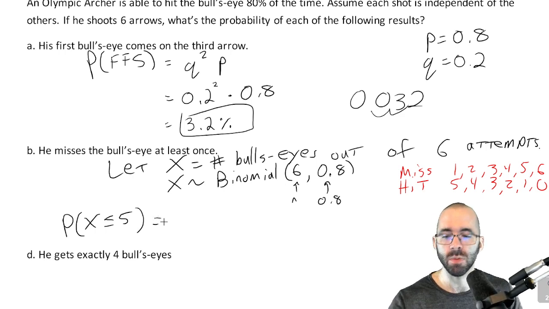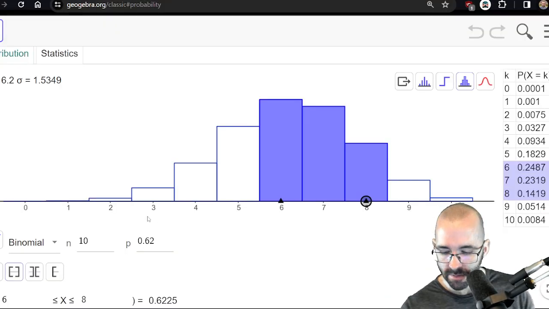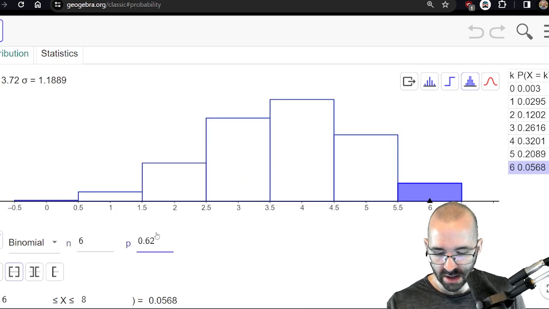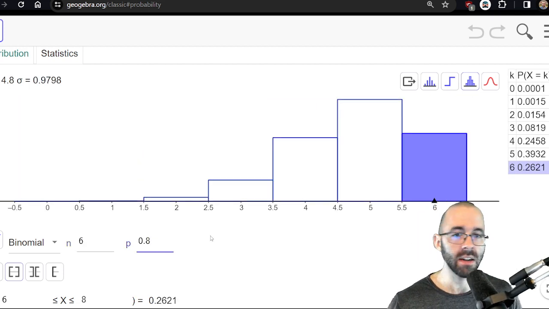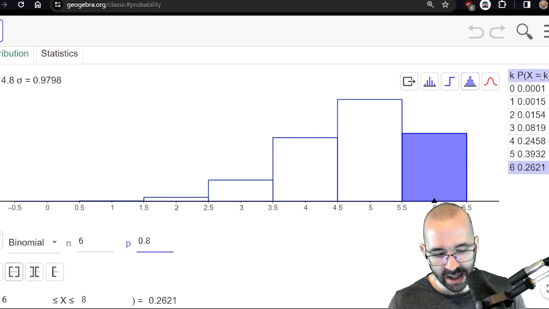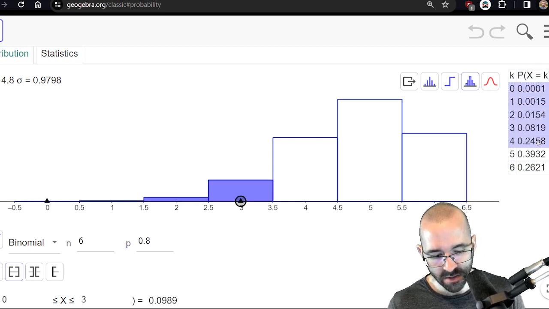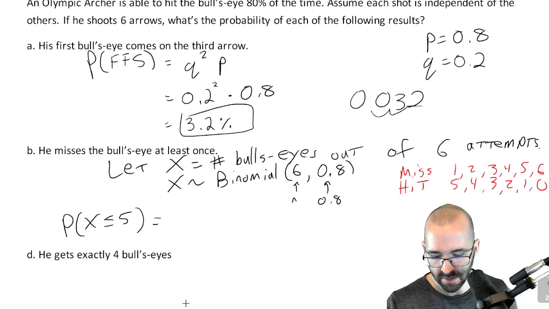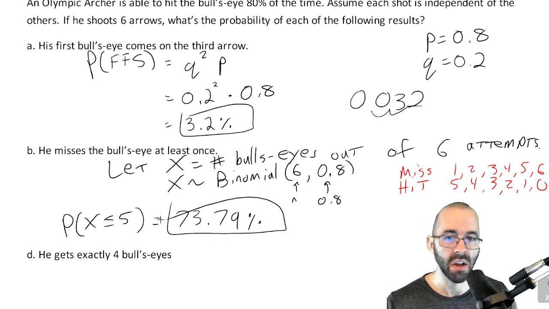We can find that with GeoGebra. So there are 6 attempts. Each one has an 80% chance of hitting. We can visually see, what's the probability that he hits at most 5? There it is. See, the boxes are shaded, right. 73.79% chance. There you go.